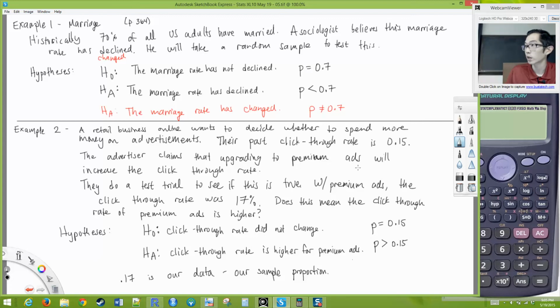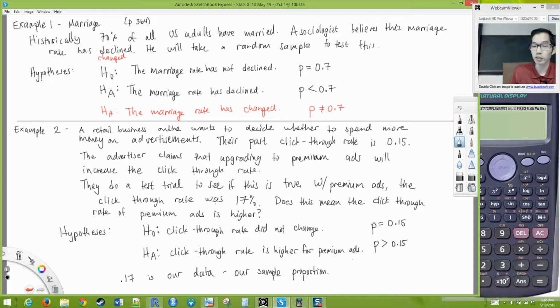So the null hypothesis always has an equal sign, and if the premium ads drop down to 13%, then that would not be a compelling argument to upgrade to premium ads. Okay, you don't even have to do any statistical analysis here. You would say, well, when I did the premium ad trial, my click-through rates actually went down, so I'm not going to upgrade.